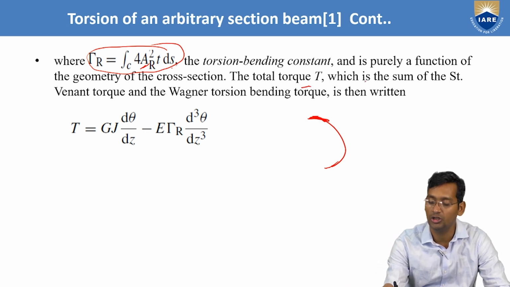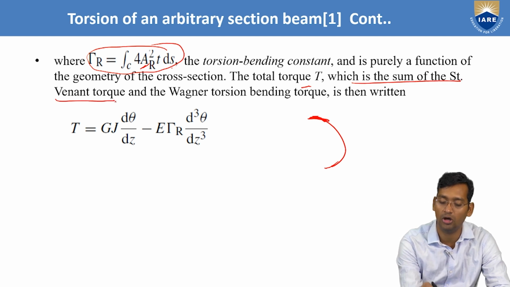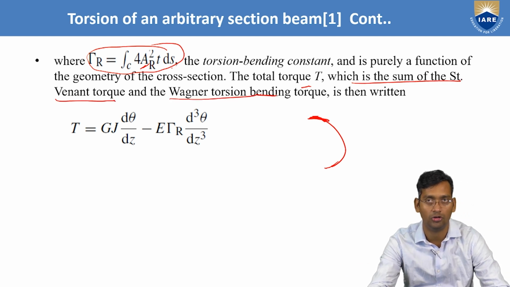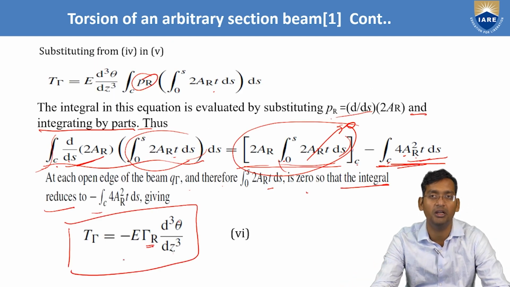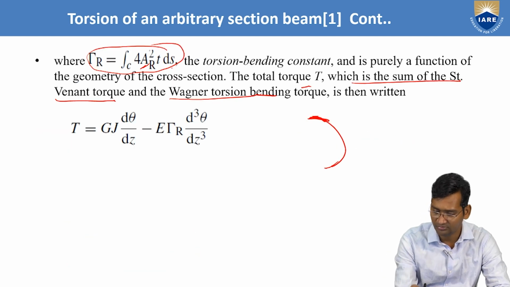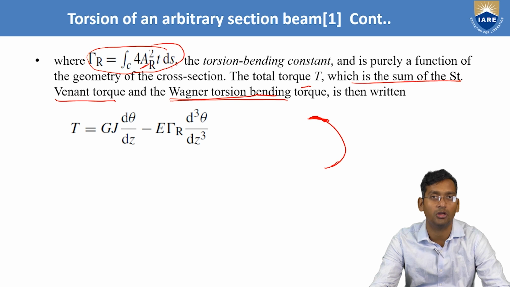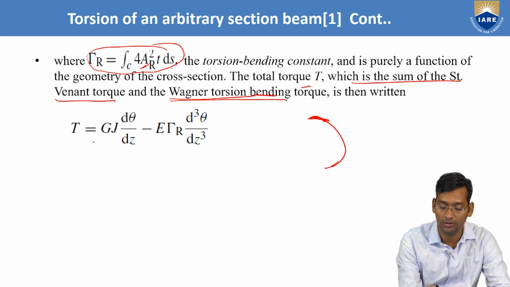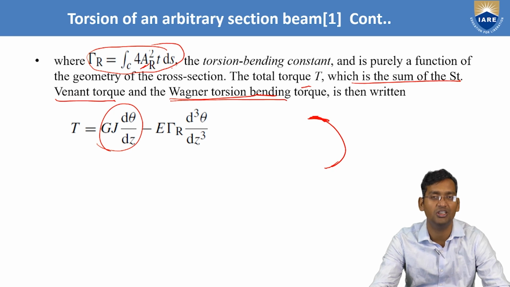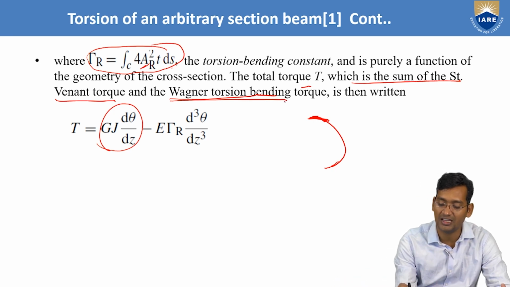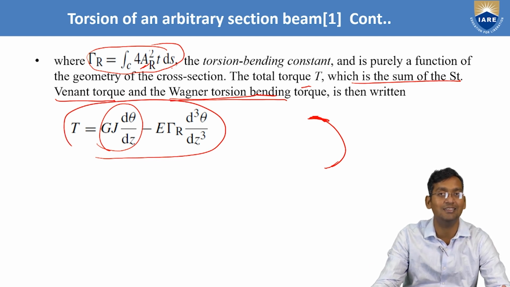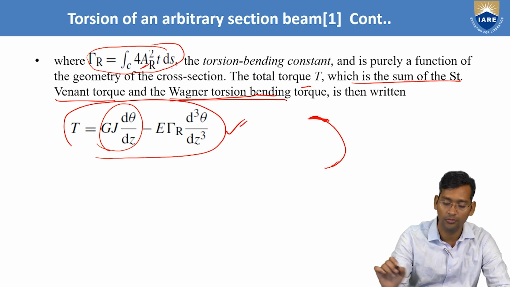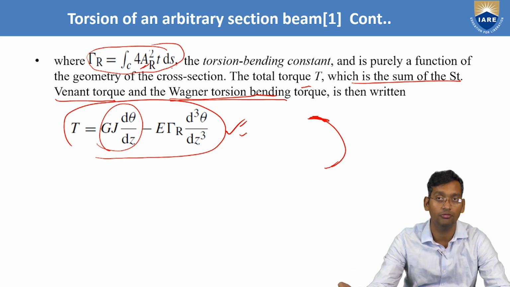The total torque T is the sum of what? The Saint Venant torque and the Wagner torsion bending torque, right? So what we found here, you can say, is the Wagner bending torsion torque, and the Saint Venant torque is GJ dθ/dz. The total is the sum, so just add both torques. You will get T equals GJ dθ/dz minus EΓr d³θ/dz³, right? So up to this. The final answer we have now reached here.